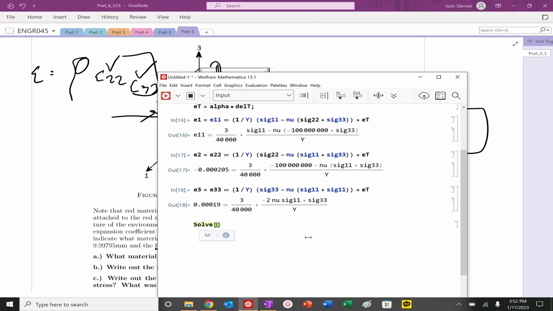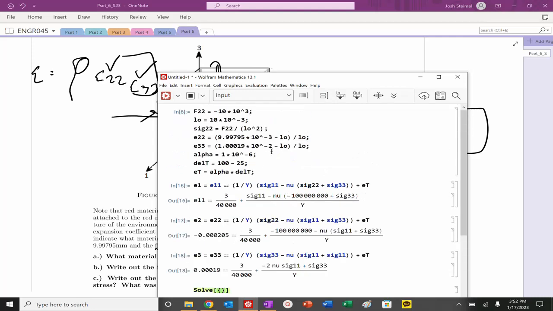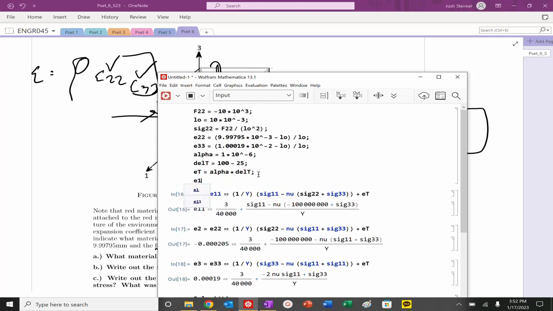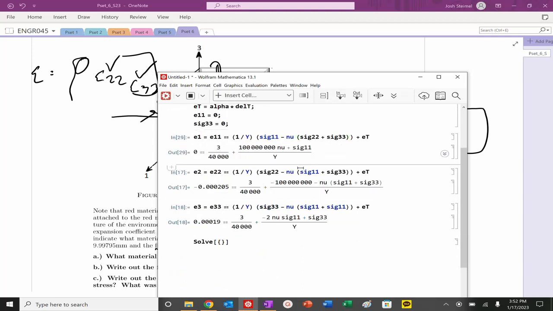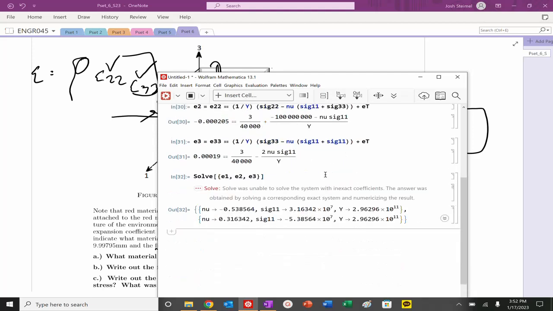And I can solve for all of these. Actually, excuse me, we need to also define that my E11 is equal to 0 and my sig 3,3 is equal to 0. And let's reevaluate. Now we can solve E1, E2, E3, and let's solve it for, actually we could probably just do that. So we know our nu has to be positive, and so we got that here.